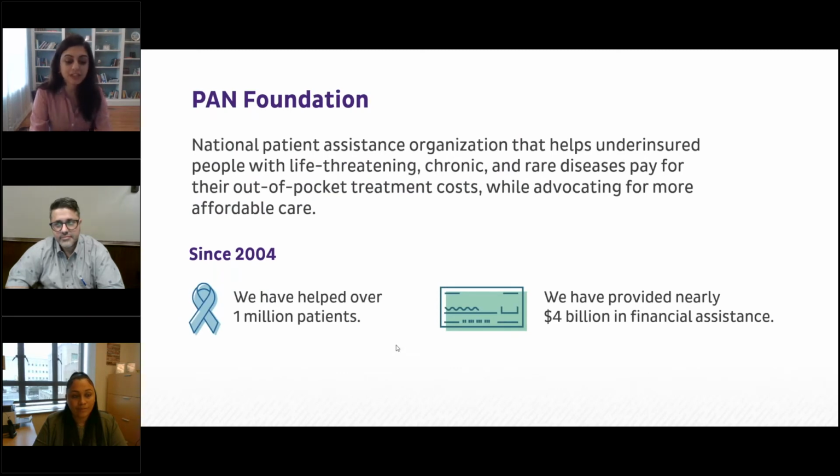The PAN Foundation is a national patient assistance organization that helps underinsured people with serious illnesses pay for their out-of-pocket treatment costs while advocating for more affordable care. Since 2004, we've been honored to help over 1 million patients with nearly $4 billion in financial assistance.